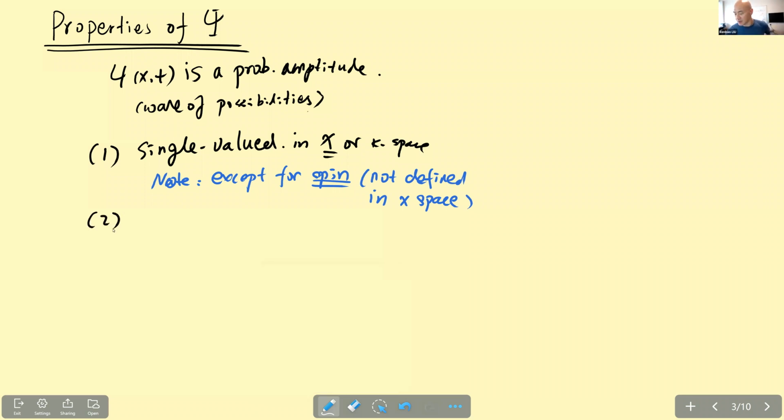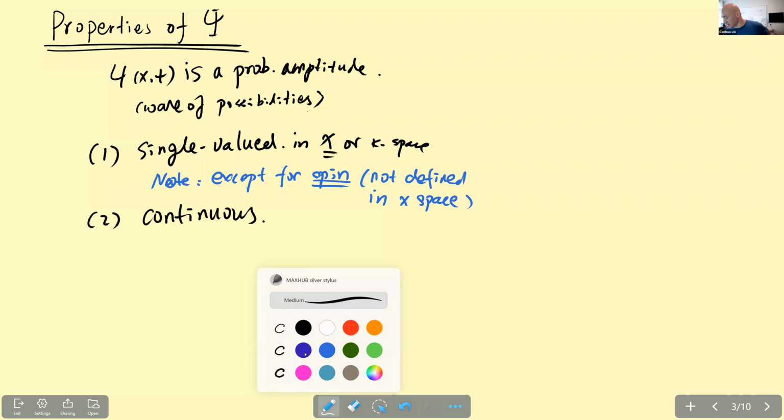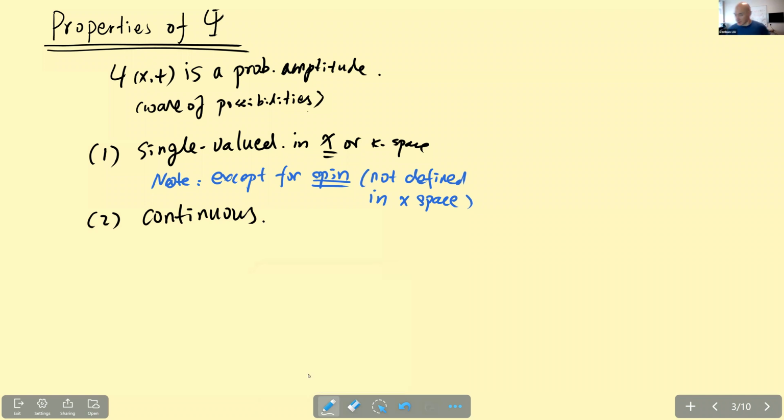Secondly, this one should be continuous. And actually, at this point, with the Schrödinger equation, we can say a little bit more about this. Even d psi over dx is continuous if the potential V is not infinite. Let me show you this.